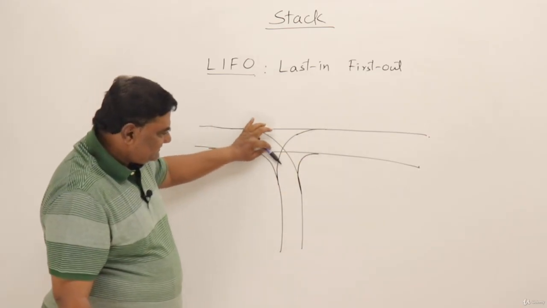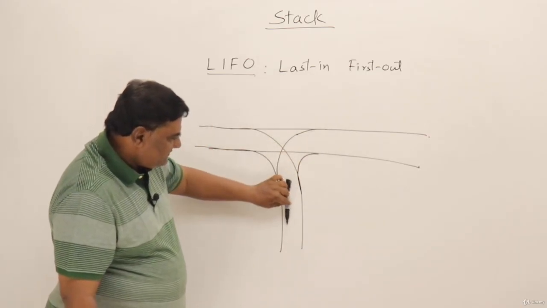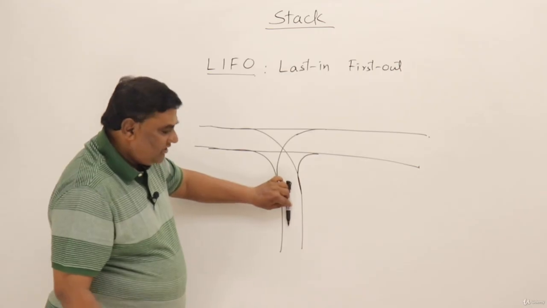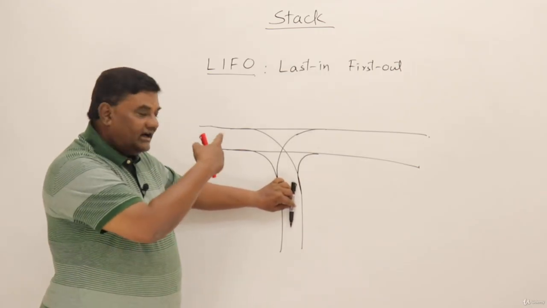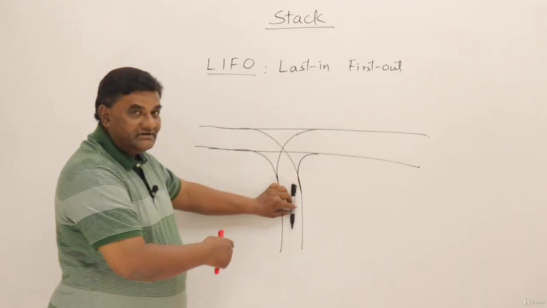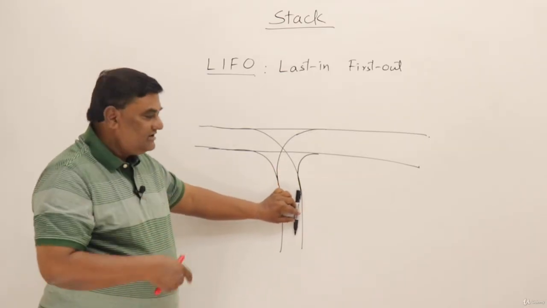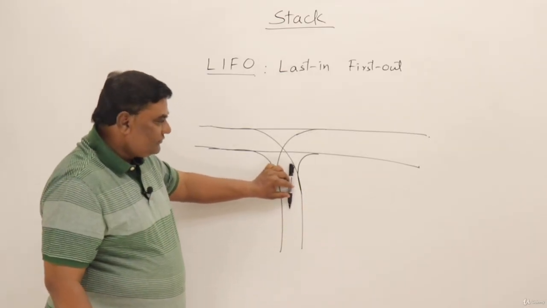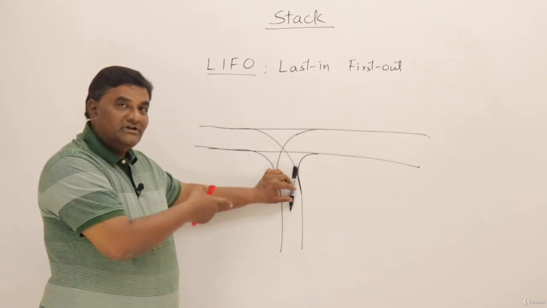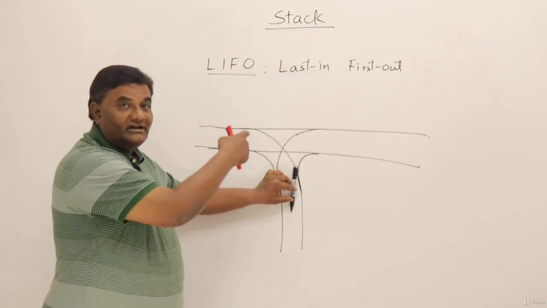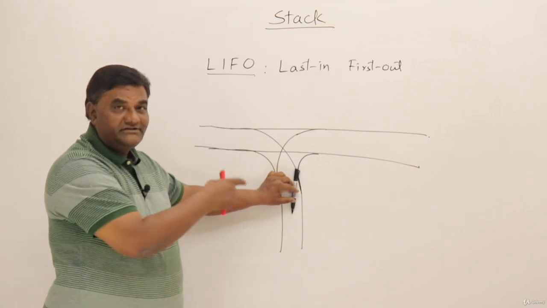If I take it on this track, what entered first? The engine entered first. And the last cabin was inserted at last. Now when I take it out from this track, who is coming out first? That last cabin. Then when will the engine come out? At the last. So the last cabin that was inserted will come out first.